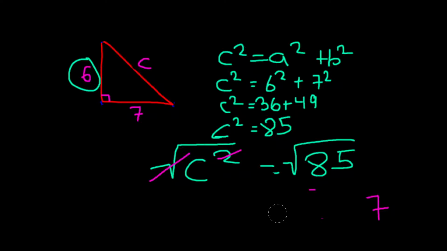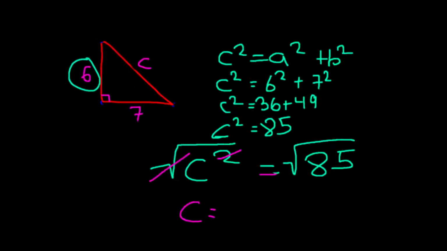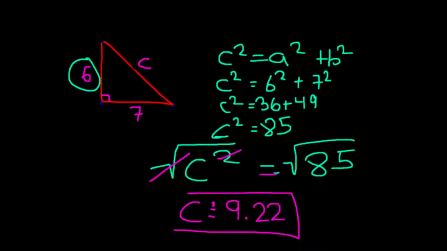Alright, so once we square root both sides, we're left with C alone. But then right here, we have the square root of 85, so we would have to use a calculator for that. The square root of 85 gives you 9.22. So always put the dot on top of the equal sign to signify that it is an approximation. Alright, so now you know that the side C is 9.22.